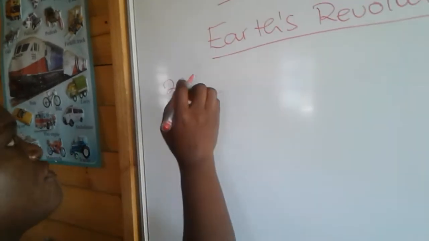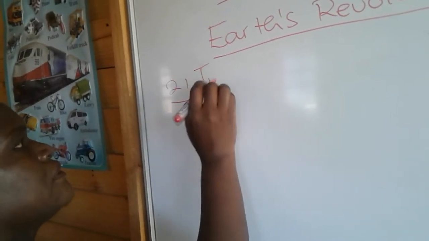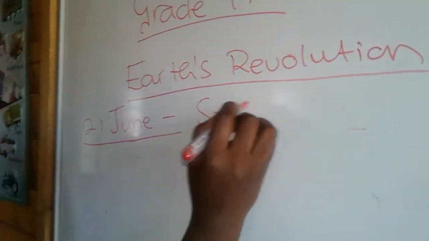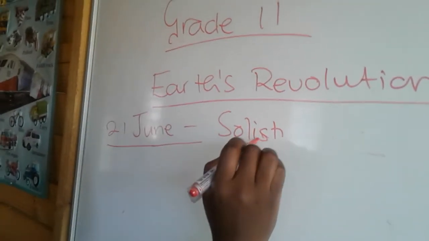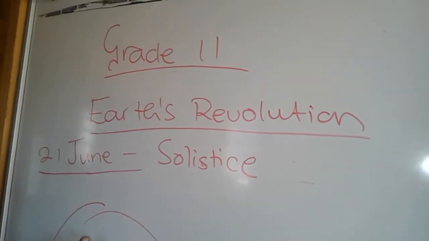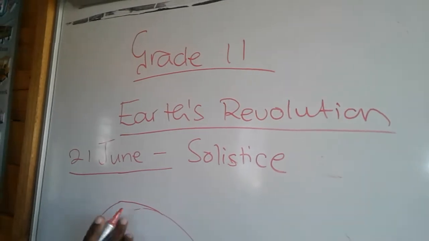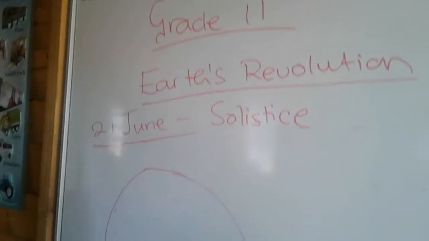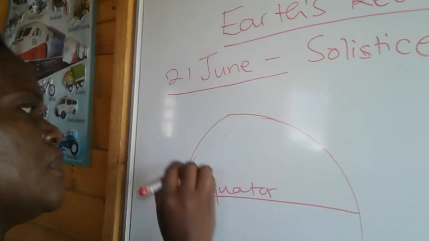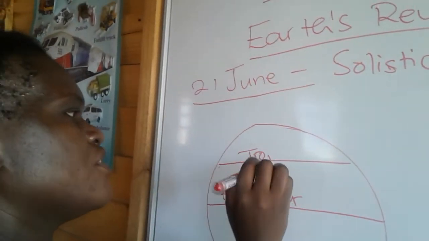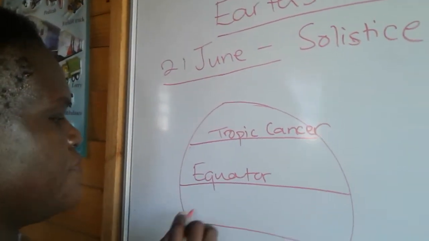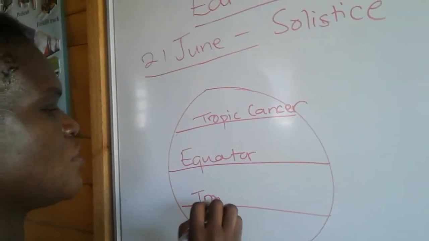So as the earth is revolving around the sun, this is our equator. This is our Tropic of Cancer in the northern hemisphere. In the southern hemisphere, we have the Tropic of Capricorn.